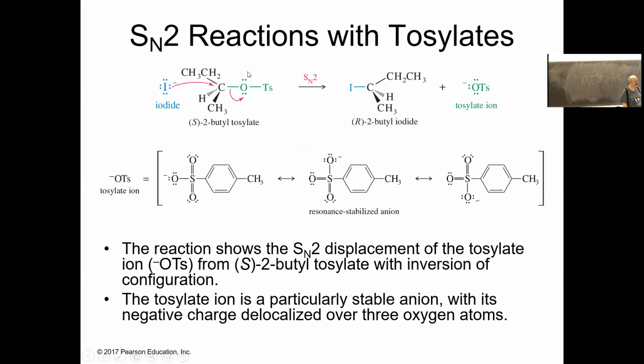Okay, so here's one example of an SN2. Iodide is our nucleophile. It attacks from the backside, kicks out tosylate, and since it is an SN2, inversion occurs. We start out with S-2-butyl tosylate, and our product now is R-2-butyl iodide.